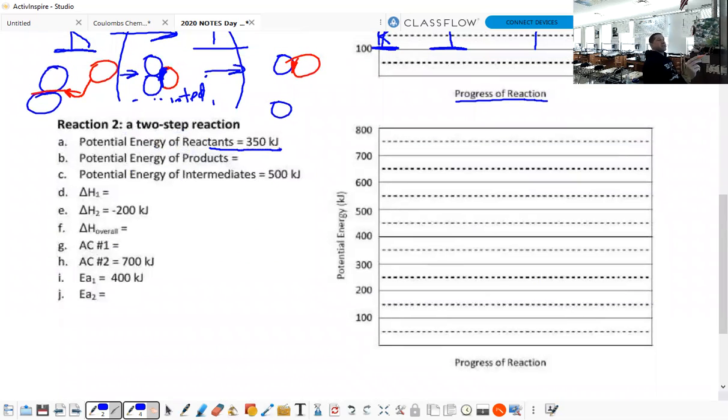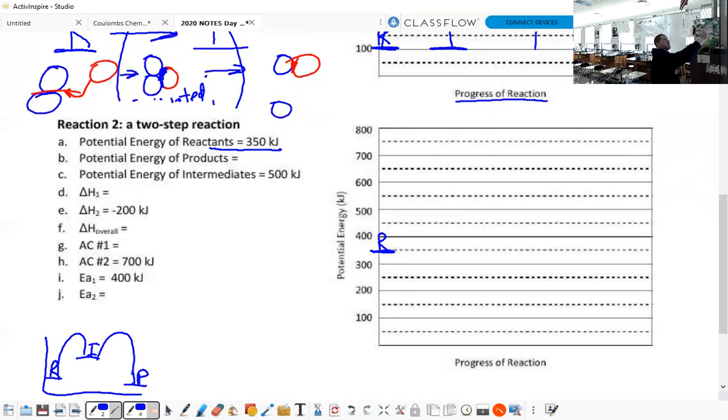Potential energy of the reactants at 350. So here's our reactants. Remember the general shape. I'm going to make a little sketch of it to remind myself. So we have to have reactants, we have to have an intermediate, and then we have to have products. So we're going to have a shape that generally looks like that.